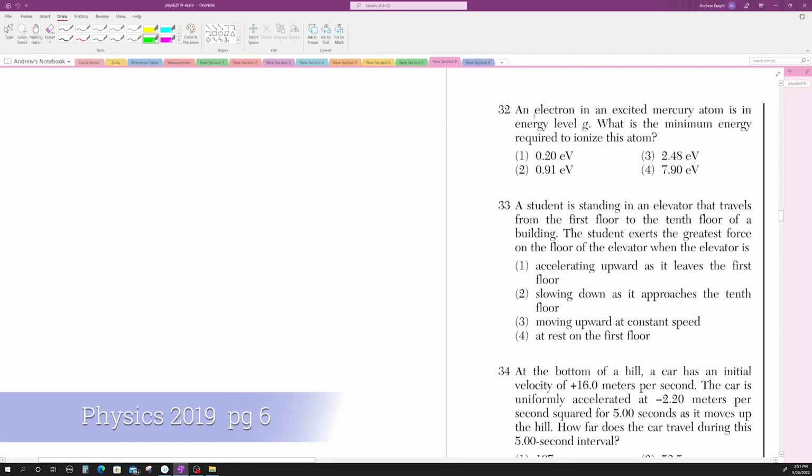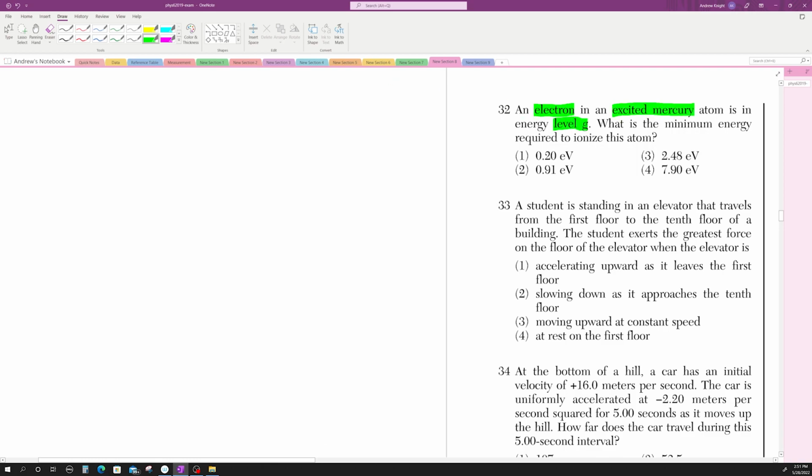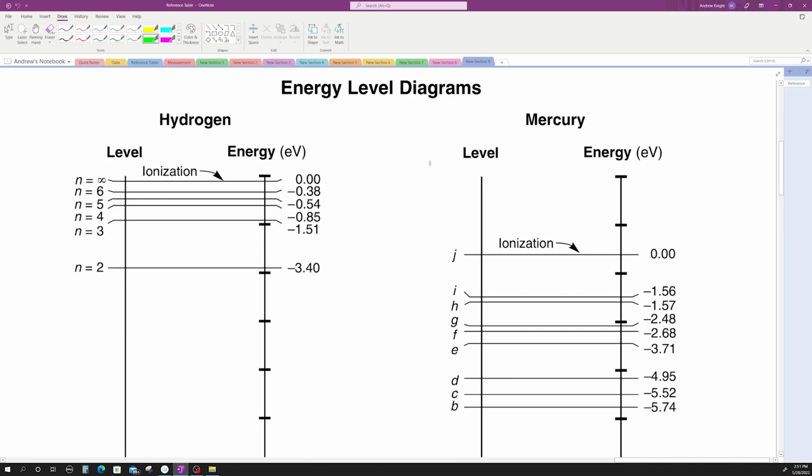Question number 32. An electron is in an excited mercury atom, starting at level G. What is the minimum energy required to ionize this atom? Sounds like to me I need to go to the reference table. So I'm here at the energy level diagrams, and the problem said mercury, and I am at level G.